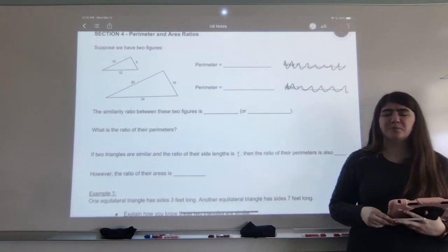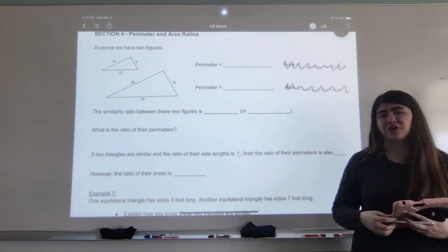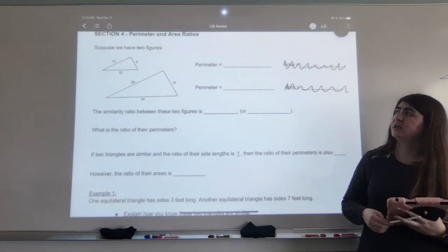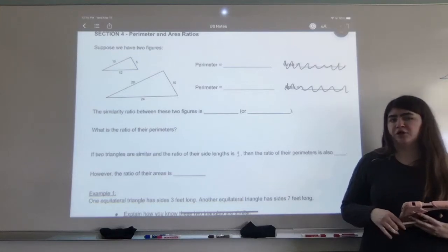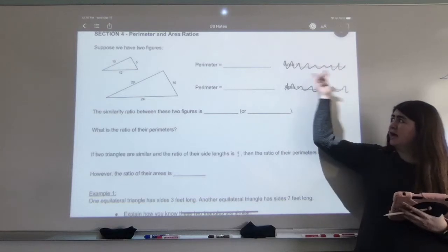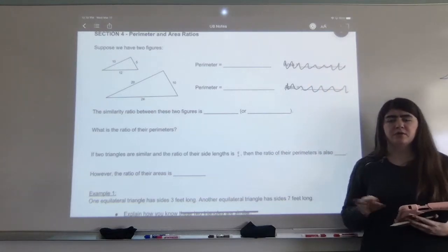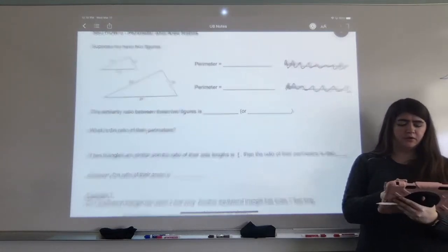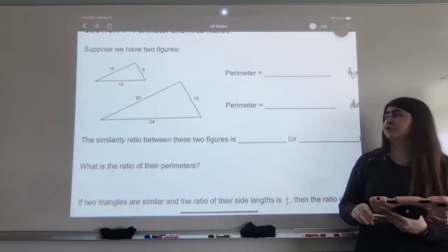Hello everyone, today we'll be beginning our fourth and final section of Unit 8, covering perimeter and area ratios. Before we begin, I added the area lines here, and we aren't going to use those, so you can just go ahead and scribble those out. We're going to start with calculating the perimeter of our two figures.